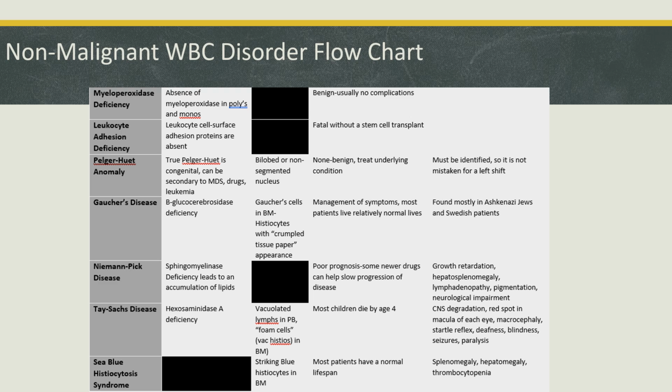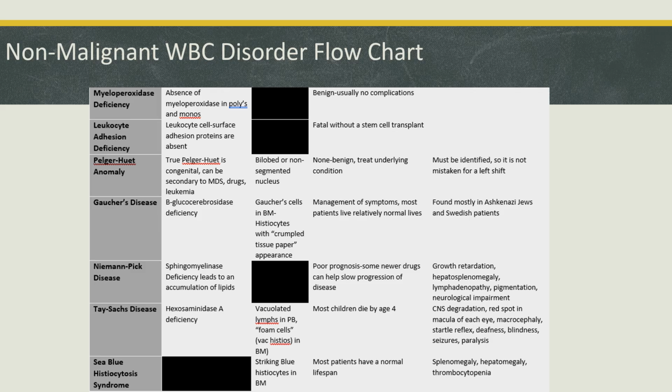The next condition or disorder is Niemann-Pick disease, and this is due to a sphingomyelinase deficiency, and this is also considered a lipid storage problem. A lot of patients have a poor prognosis. There are some newer drugs that can help slow the disease, but we are going to be looking at things like central nervous system degradation, neurological impairment, lymphadenopathy, pigmentation, hepatosplenomegaly, and overall growth retardation. So failure to thrive in terms of physical growth.